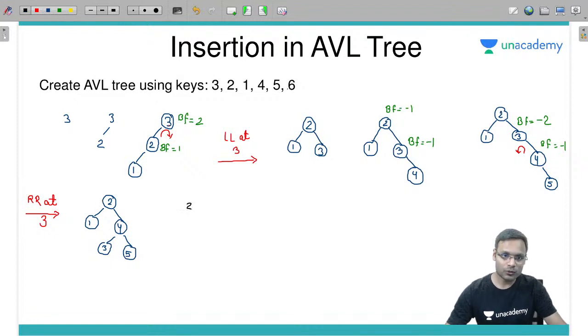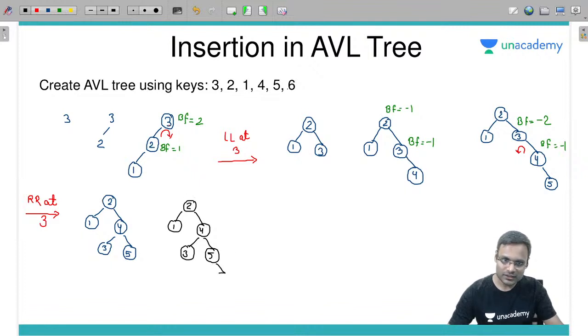So in the tree we have 2. In the left 1. Right of 2 is 4. Left 3, right 5. 6 should be inserted where in this? 2's right, right and right. 6 here. Now let's check out the root or the parent of 6 here.